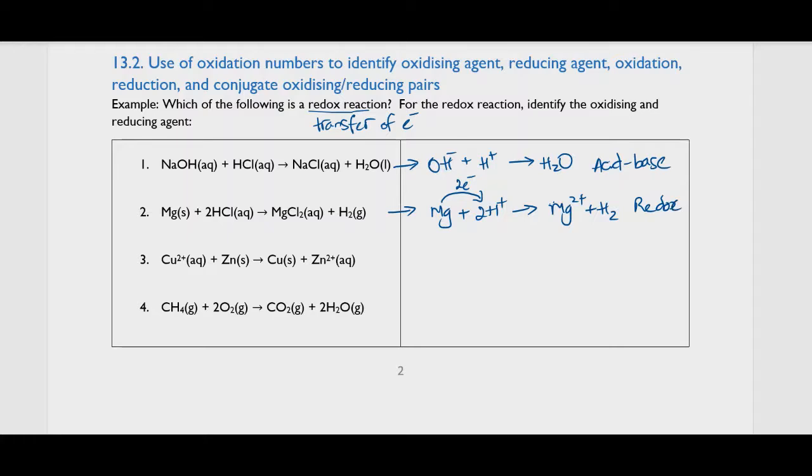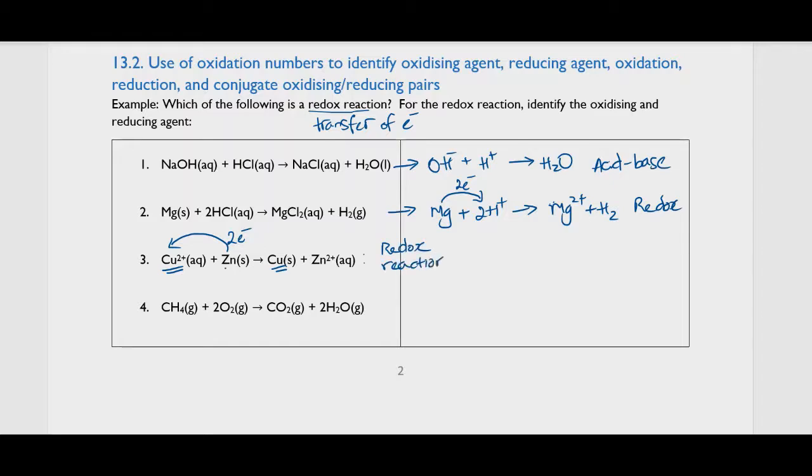And then when we look at example 3, this one is already an ionic equation, so you don't even have to simplify it yourself. You can see that copper ions have changed to copper and zinc has changed to zinc 2+. So the zinc must have given 2 electrons to the copper ions in order for it to become a cation, and then the copper ions, as they received the 2 electrons, become neutral copper. So this is a redox reaction as well.